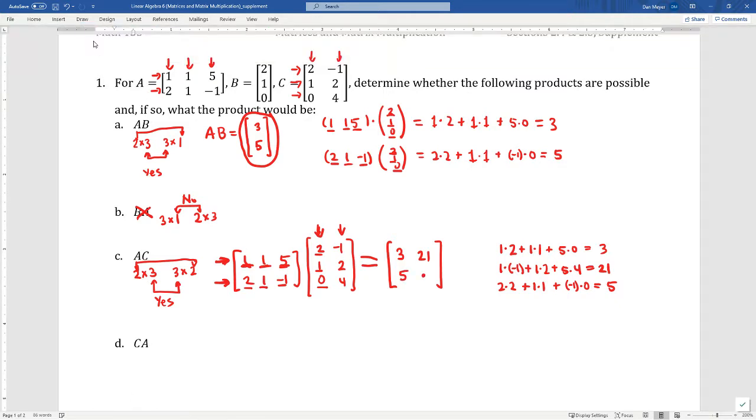And then for the very last entry here in the second row of our product matrix and second column of our product matrix, we'll take the second row of A times the second column of C. We'll do, let's see, 2 times negative 1, 1 times 2, and then negative 1 times 4. And when you add all those up, you should get negative 4. So that's our last entry of AC.